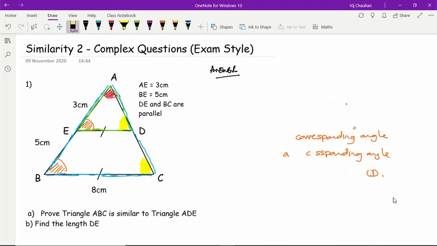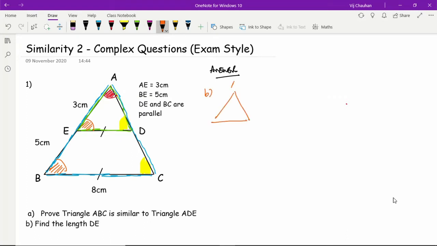Sometimes the question might state that triangle ABC is similar to triangle ADE, in which case you don't need to prove it because it's told you in the question. So answering question B, what we need to make sure is that we draw the two triangles out separately.